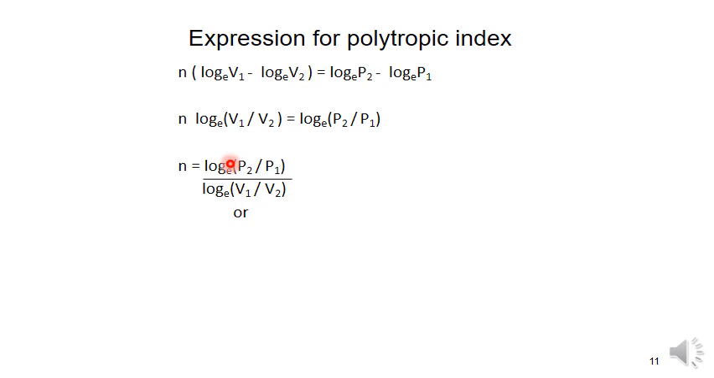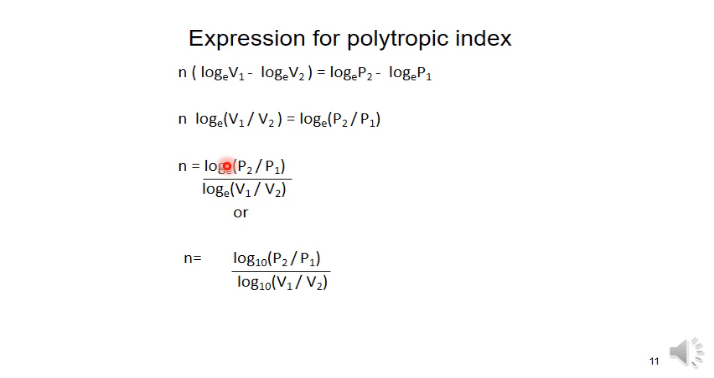If you don't want base e and you want base 10, we can write log_e as 2.3 log base 10. Both in the numerator and the denominator 2.3 is there, so it gets cancelled. So we can write n is equal to log base 10 P2 by P1 divided by log base 10 V1 by V2.